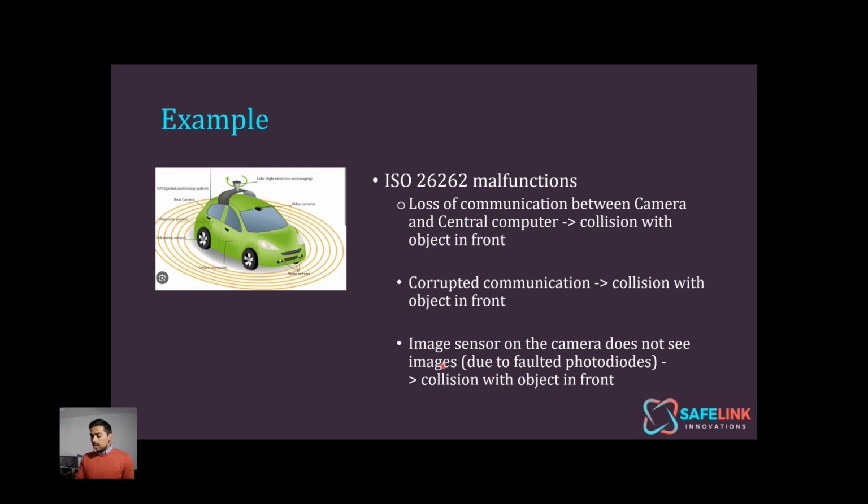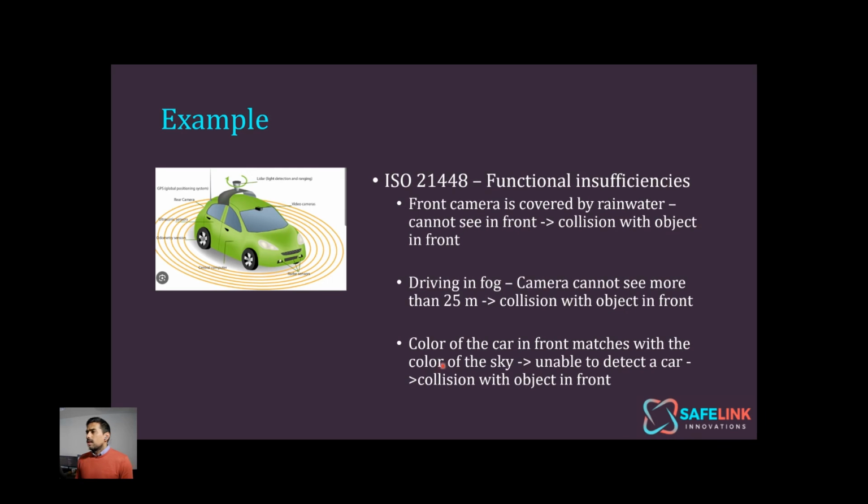Now, let's take a look at 21448 malfunctions, or functional insufficiencies. Consider the first example. This car is driving in heavy rain and the front camera gets covered with rainwater. Now, the software is still going to use whatever information is coming from the video camera. It's not doing anything wrong, but it's just not able to perceive the environment in front of it. That's a functional insufficiency.